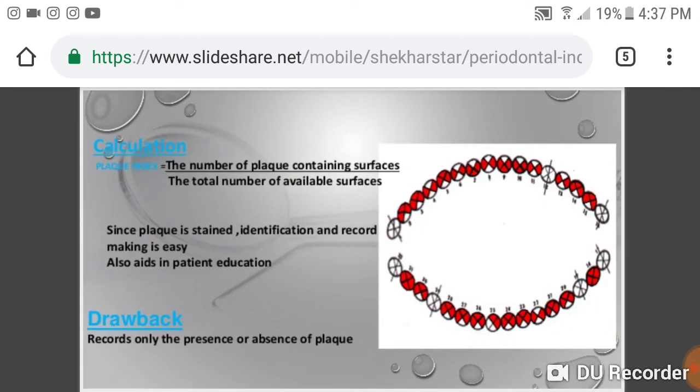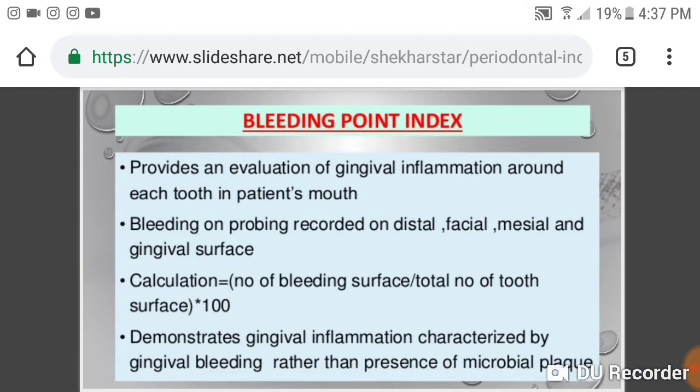Calculation: plaque index is equal to the number of plaque-containing surfaces divided by the total number of available surfaces. Since plaque is stained, identification and record making is easy, also aiding patient education. The drawback for this method is that it records only the presence or absence of plaque.